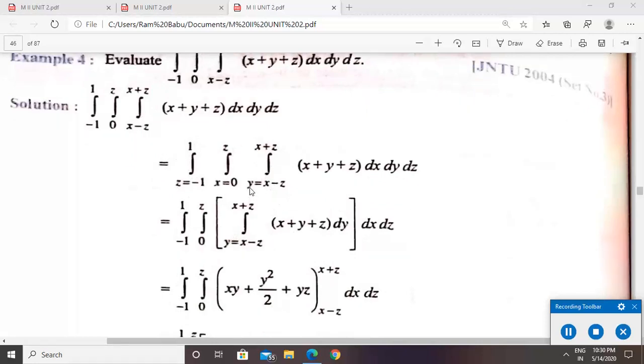For the third integration, y is equal to x minus z to y is equal to x plus z. For the second integration, the limits are x equals 0 to x is equal to z. For the first integration, the limits are z is equal to minus 1 to z is equal to 1. Now we will integrate this function with respect to z.